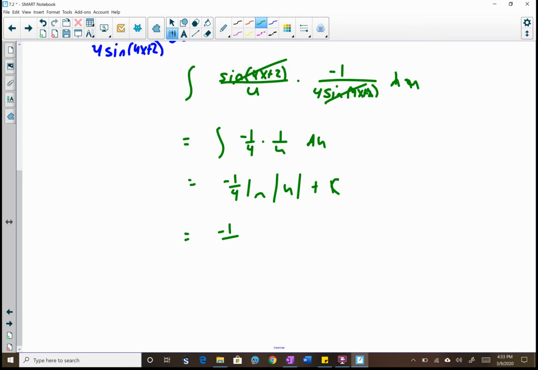I get negative 1/4 natural log of absolute value of cosine 4x plus 2, plus c. That's what that says, cosine of 4x plus 2, plus c.